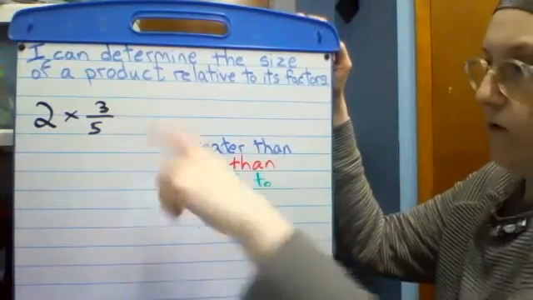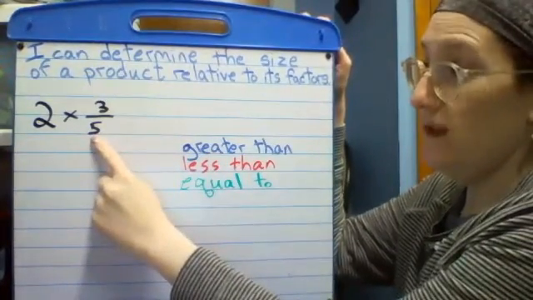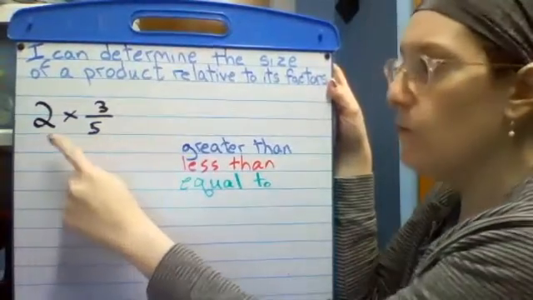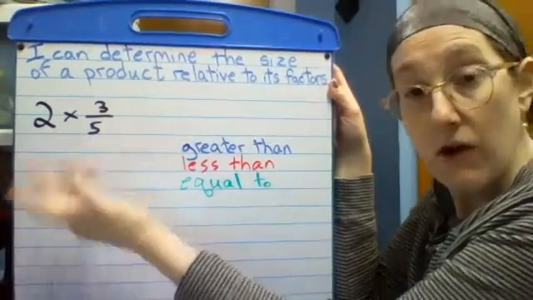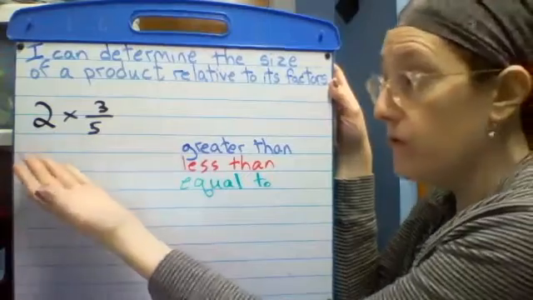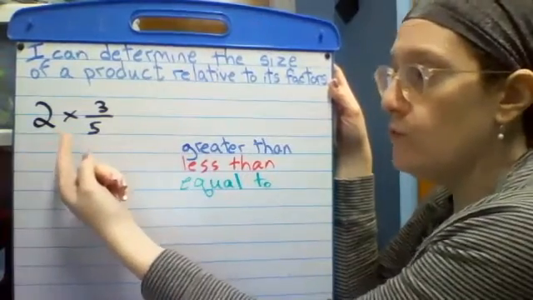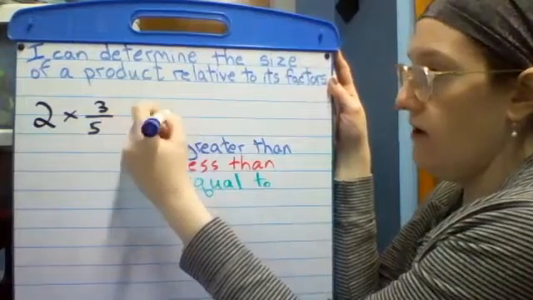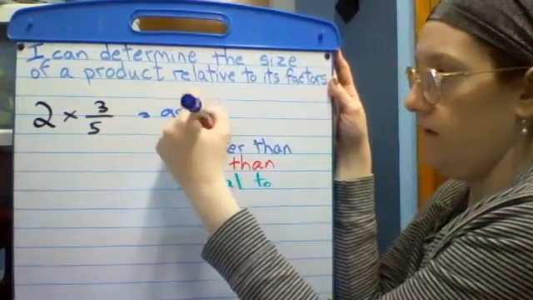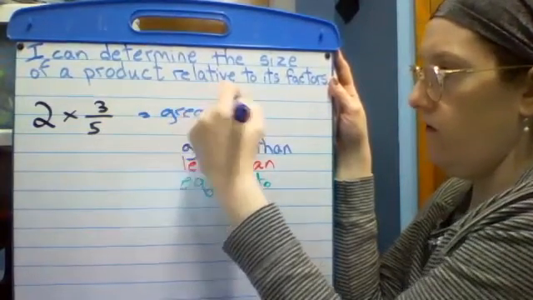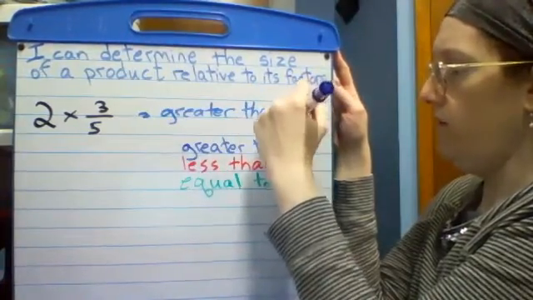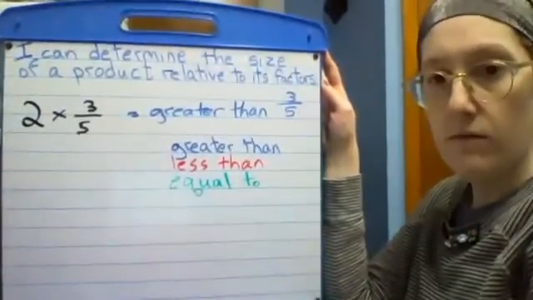So let's think about 3/5. Will the product be equal to, less than, or greater than 3/5? Well, let's think. If it was 1 times 3/5, that would be exactly 3/5. But 2 times 3/5 means 2 groups of 3/5. So that would end up being greater than 3/5.